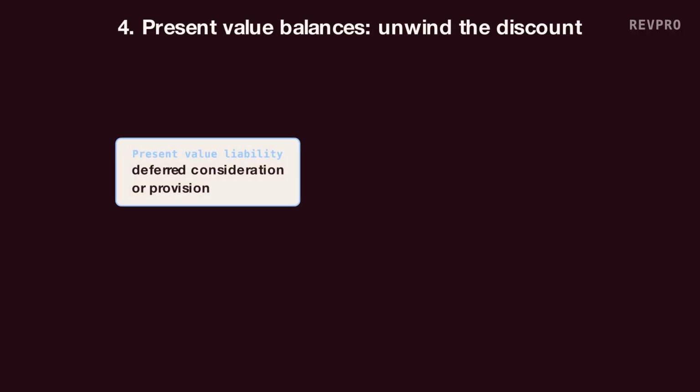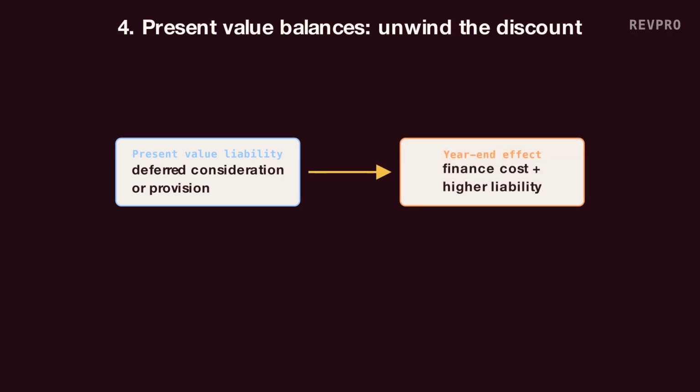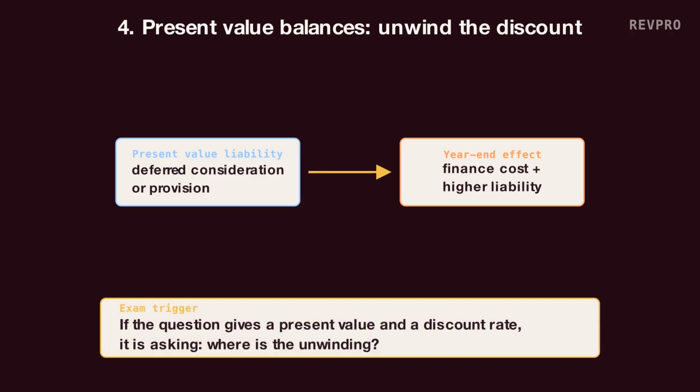Fourth, present value balances. If a liability is measured at present value, the discount unwinds over time. At the year end, the liability increases and a finance cost is recognized. This appears in deferred consideration, provisions, and similar discounted liabilities. The exam question may not shout about it. It may simply give a present value and a discount rate. That is enough. Ask, have I unwound the discount?